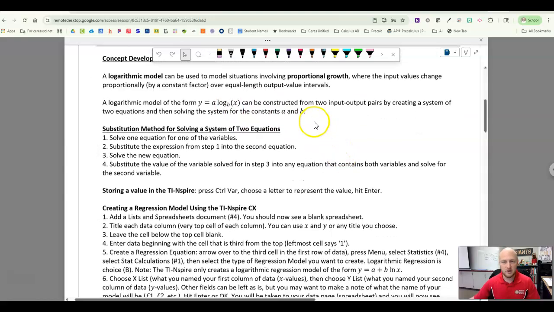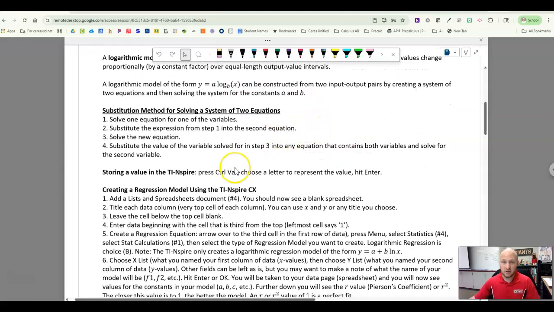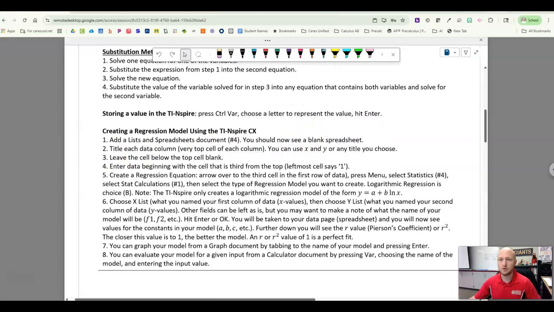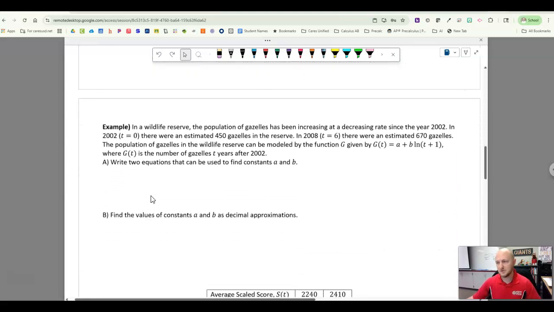So just a reminder, you can do this with technology, and you can also solve systems of equations via substitution or elimination. And substitution is when you take one variable, you isolate it, and then you plug it back into the other one to create a new equation. You solve that. Once you have one variable, you can plug that back in. There are some notes here about how you create regression models for TI Inspires. If you want to pause and look at these notes, you can go ahead and do that, but I'll kind of walk through those as well as in Desmos, okay?